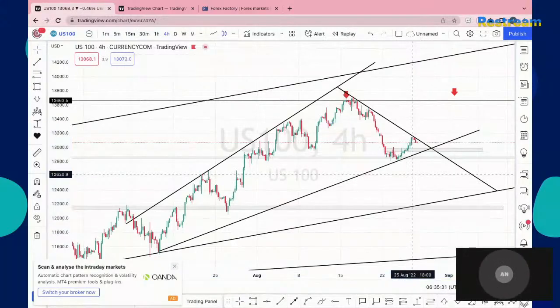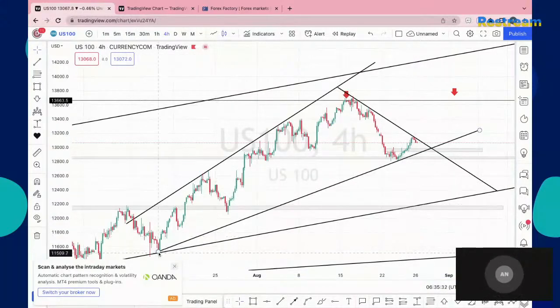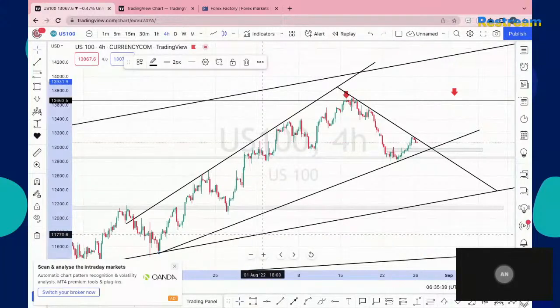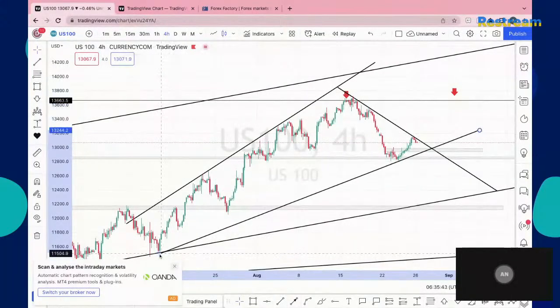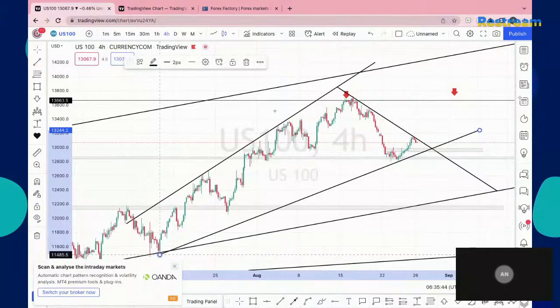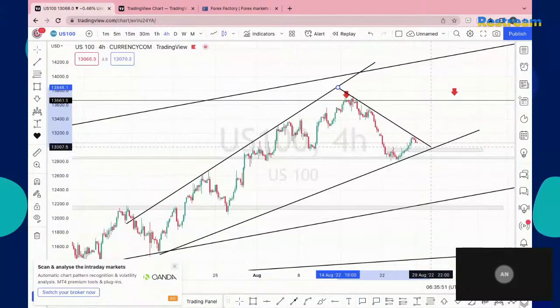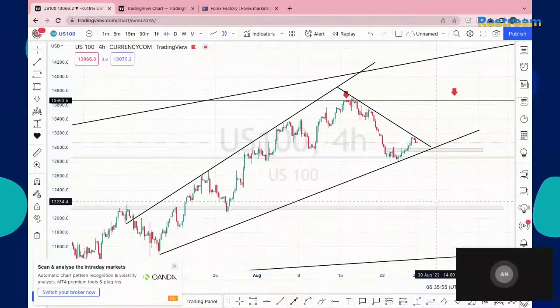Wait, but I'm seeing that trend line that you just drew a bit different. Yeah, I'm seeing it slightly differently, but I'll wait and see. That's when you sell.